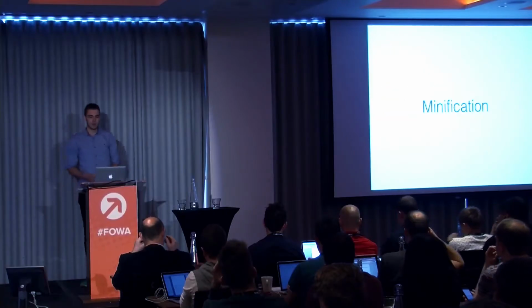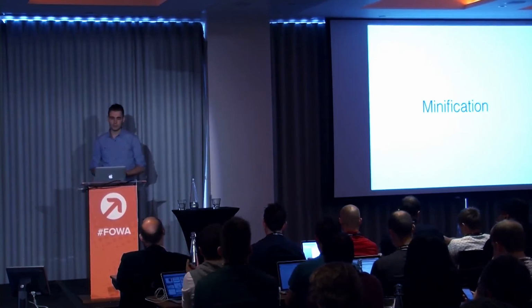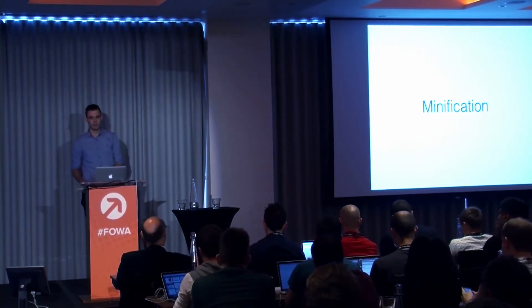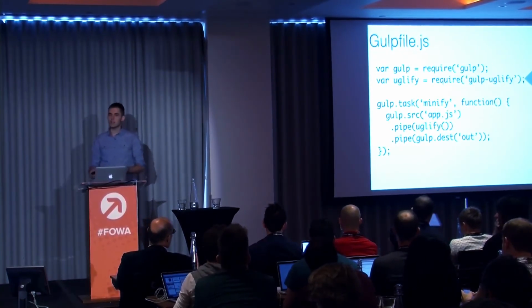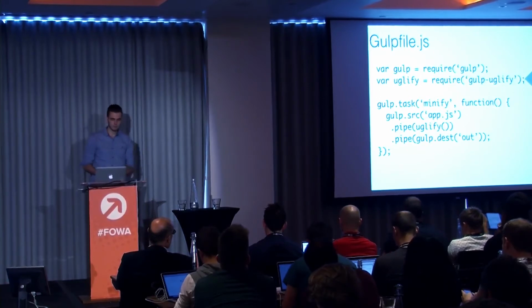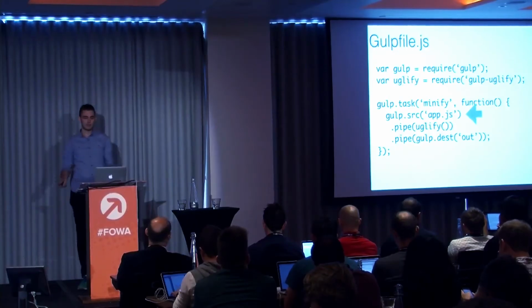So let's take a look at how we might minify. This is probably one of the most common operations JavaScript developers have to do before pushing something live. We can use the gulp-uglify plugin to do this. I would install it through npm, and then we require it. So I say var uglify equals require gulp-uglify. Now I define this task called minify. The first thing I do is use gulp.src to give it app.js. This is going to load the app.js file into memory.